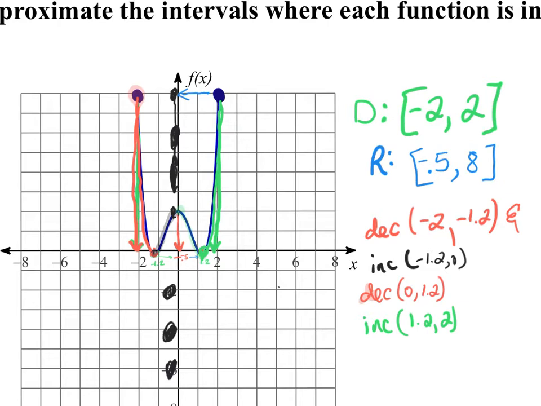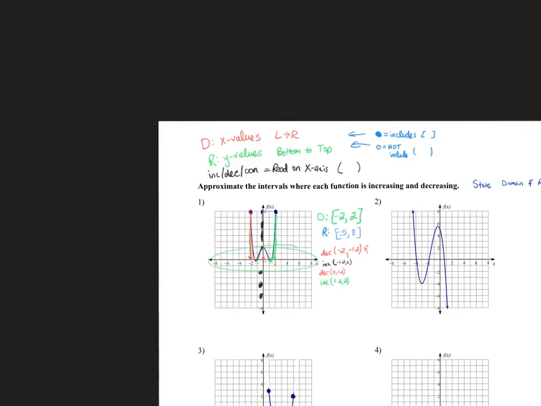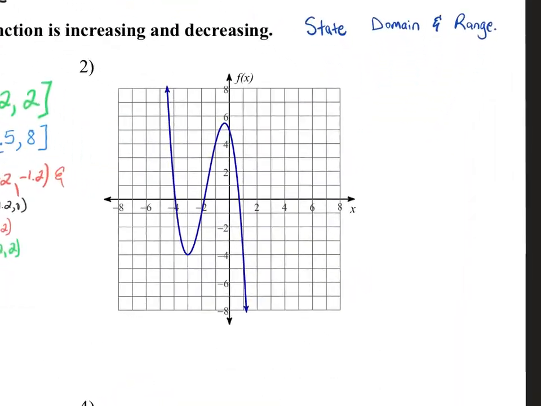But the biggest thing to remember is that your intervals of increase and decrease only have to do with the x-axis, not the y's. It's not from 8 down to negative something and then back up to 2. And it's not the y-axis. It's only the x. Does that make sense? A little bit? Okay, let's look at this one.